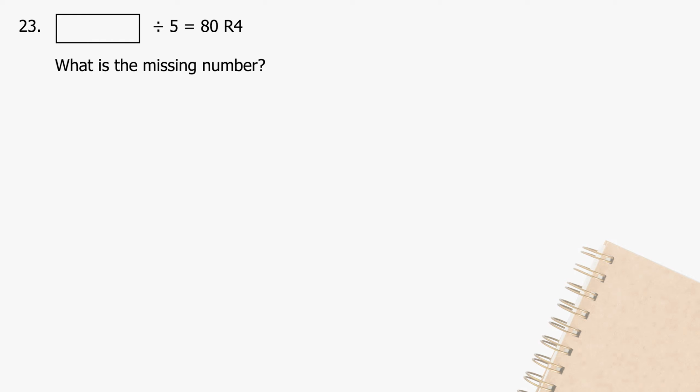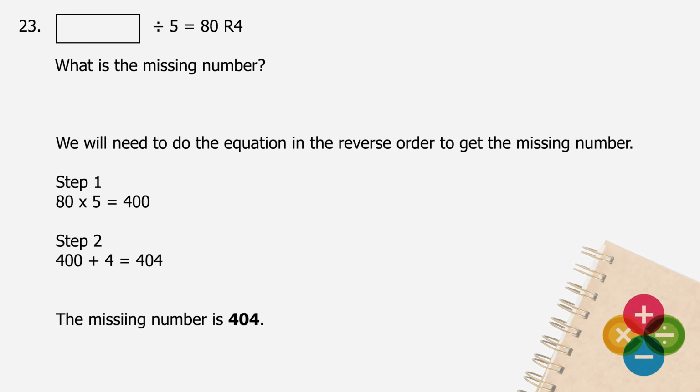Question 23. Missing number divided by 5 is equal to 80, remainder 4. What is the missing number? We will need to do the equation in the reverse order to get the missing number. The missing number divided by 5, and the quotient is 80, with a remainder 4. Step 1. We will need to multiply 80 by 5, and the product is 400. Step 2. We will add 400 to 4, and the sum is 404. The missing number is 404.